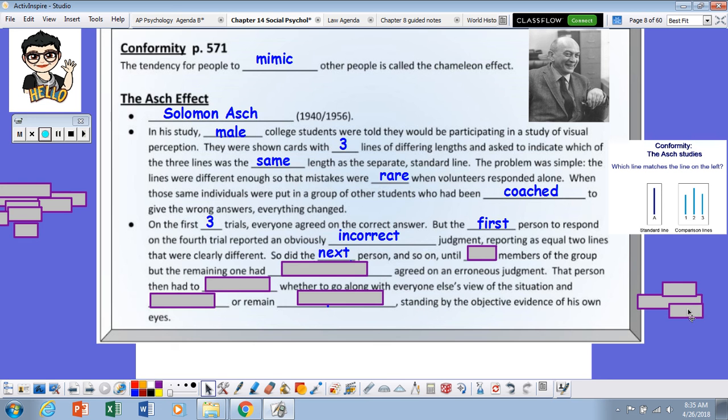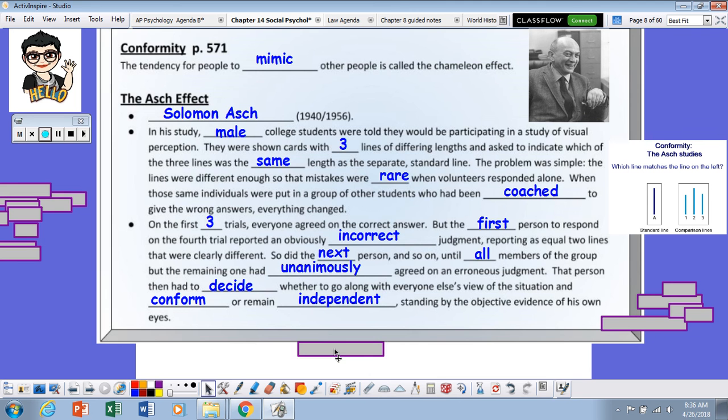And so did the next person, and so on until pretty much everyone in that room, except for the individual who was the subject, was the last person remaining. And everyone had unanimously agreed on the erroneous judgment. That subject, for the most part, had to decide whether to go along with everyone else in the situation, okay, and conform, or to remain independent by standing by the objective evidence of their own eyes.